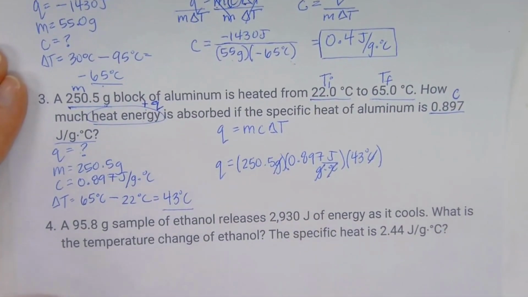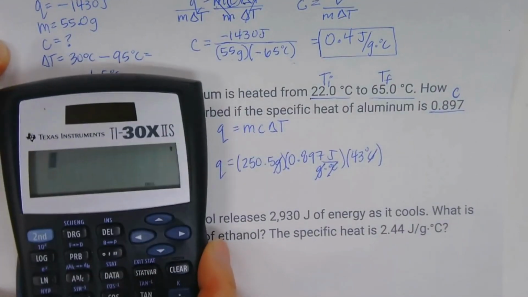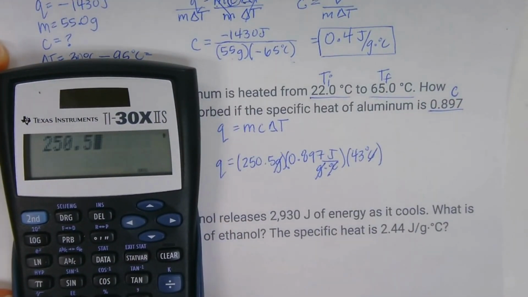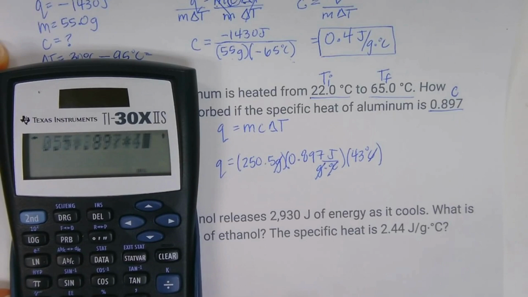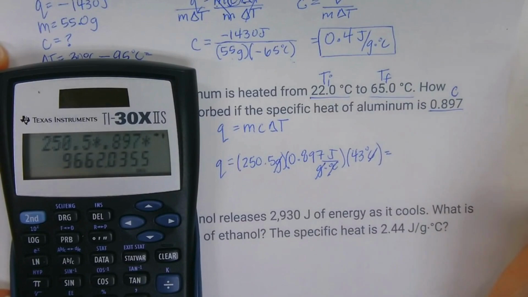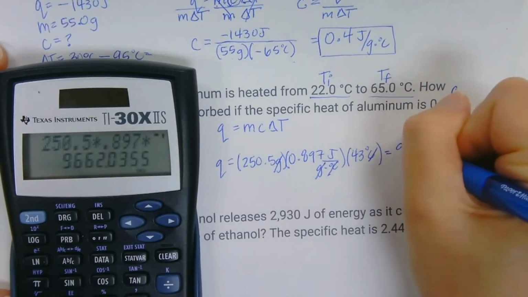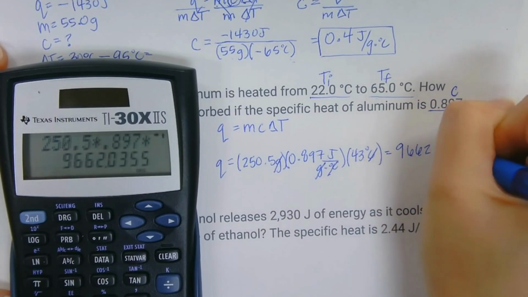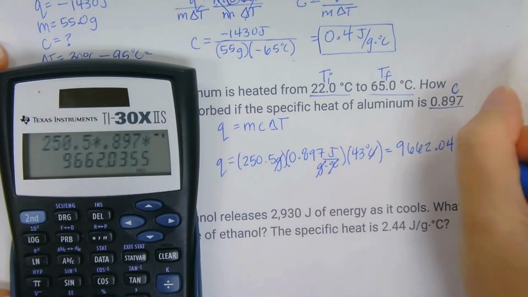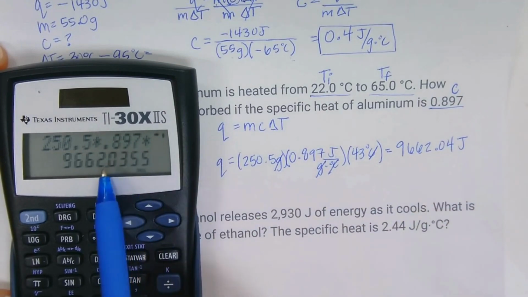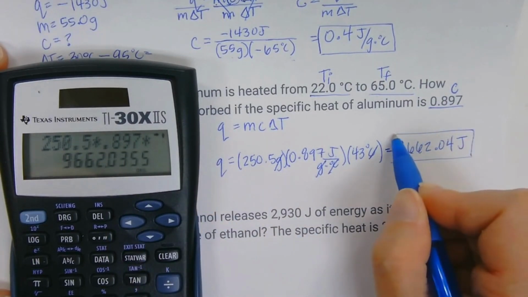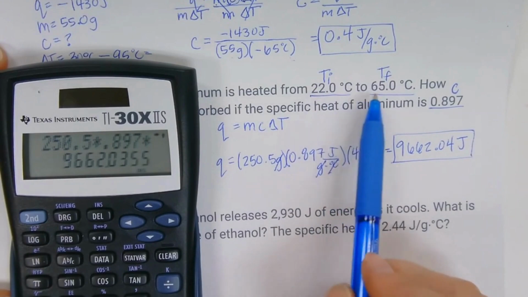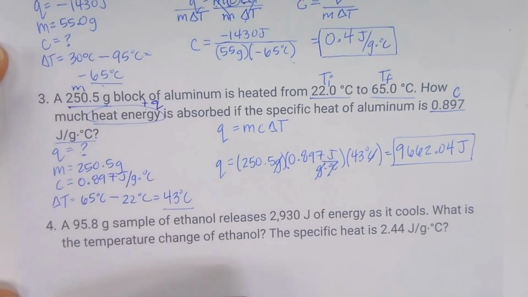So now I can plug this in my calculator. 250.5 times 0.897 times 43, because they're just being multiplied by each other, equals 9,662.04. And the only units we have left are joules. And it's 0.04 because this 5 is going to round this 3. So that's our answer. That's a lot of energy going in to raise the temperature of this aluminum block.